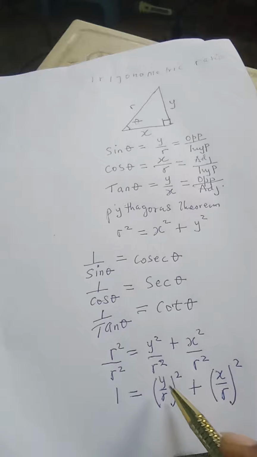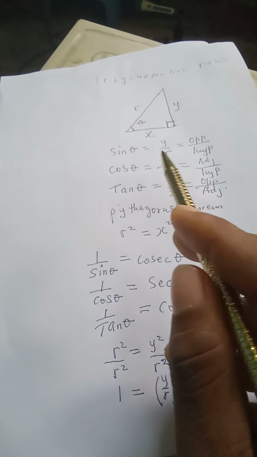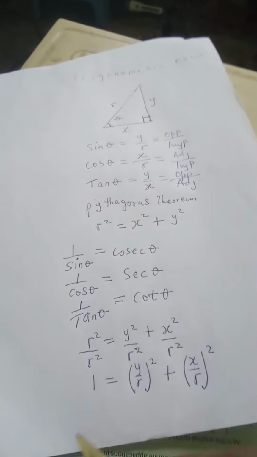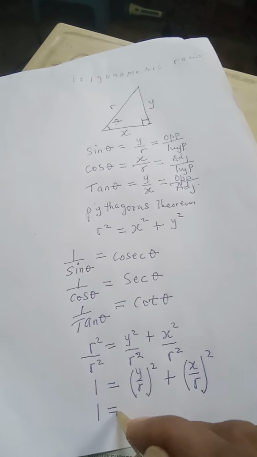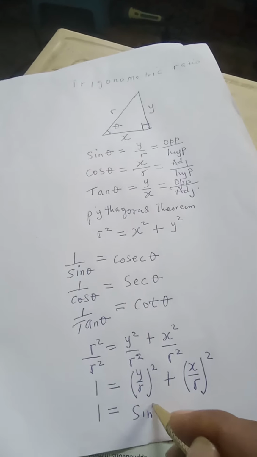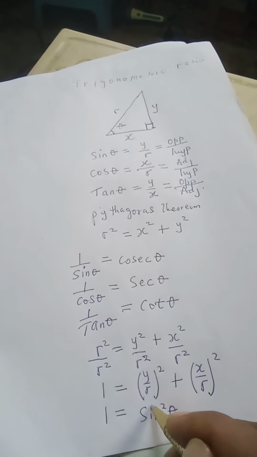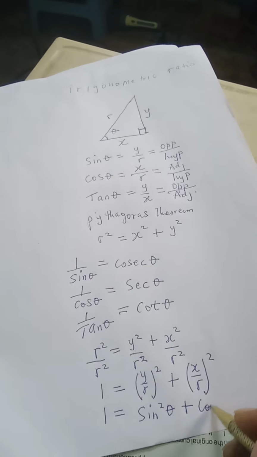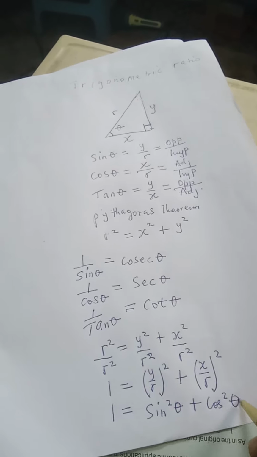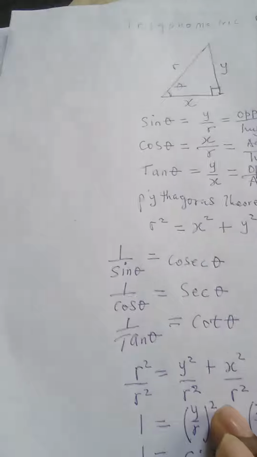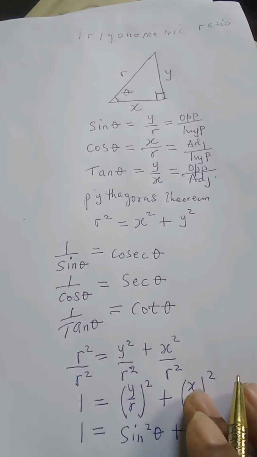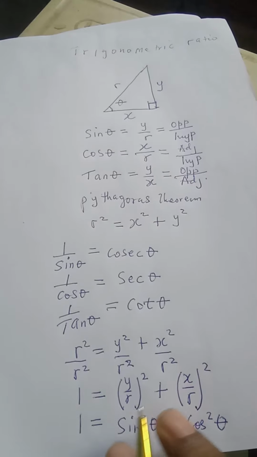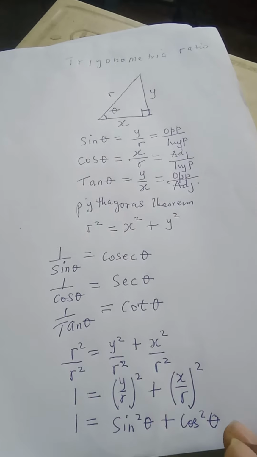Remember, y over r here is sine theta. So this gives us an identity. This is 1 is equal to sine square theta plus cos square theta. That is the first identity we have in trigonometric ratios: sine square theta plus cos square theta is equal to 1.